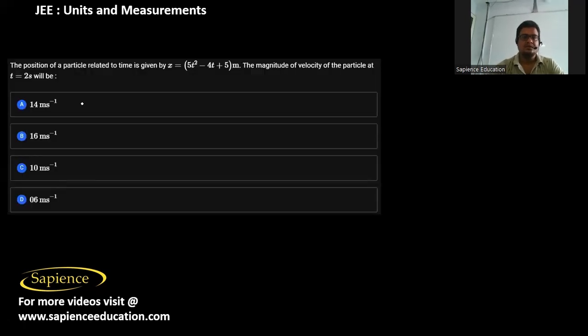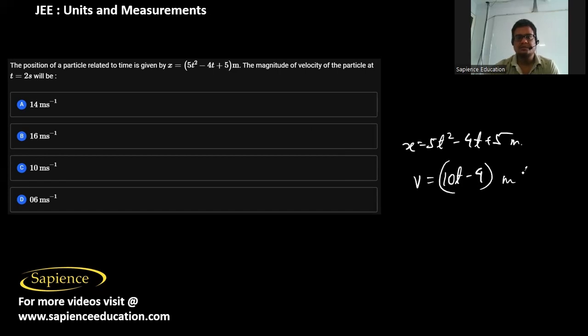Then here it is told the position of a particle related to time is given as x equal to 5t square minus 4t plus 5 meter. Then the magnitude of velocity of the particle at t equal to 2 second will be, so velocity will be 10t minus 4 meter per second.